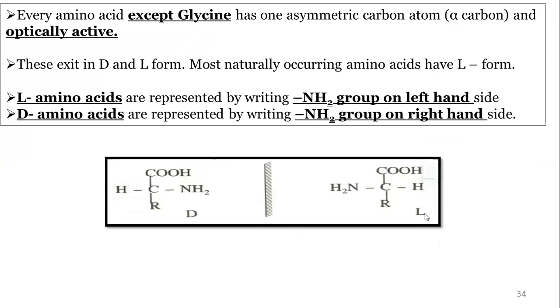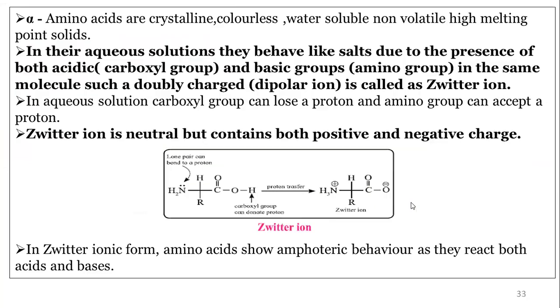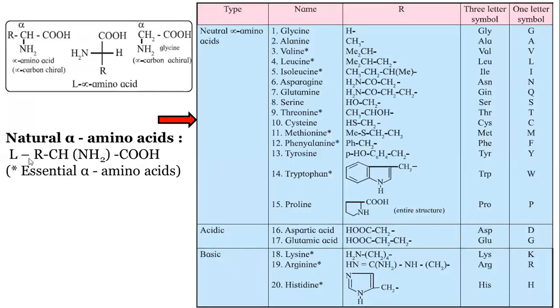This is an L amino acid. L amino acid means the NH2 group is on the left hand side, and D amino acid means the NH2 group is on the right hand side. But most of the amino acids are in L configuration. Remember, that's why it is also shown here. Here, L configuration. See, NH2 is on the left hand side.